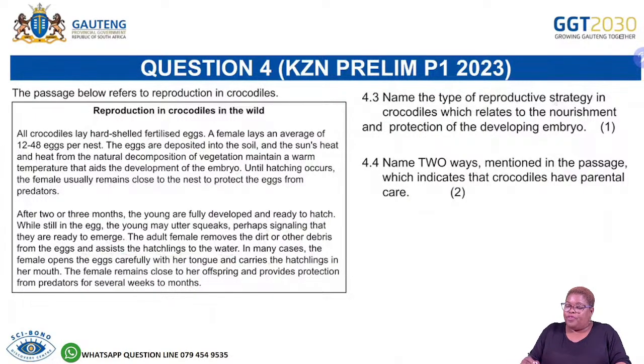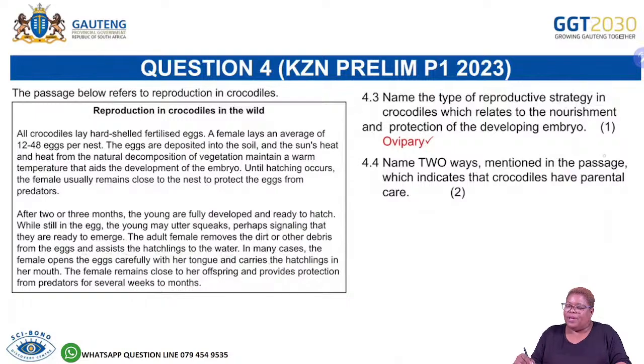Name the type of reproductive strategy in crocodiles which relates to the nourishment and protection of the developing embryo. So here, for 1 mark, you just name the type of reproductive strategy, and we're saying it's oviparity, right?